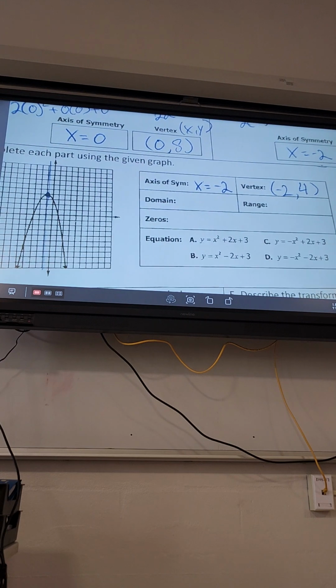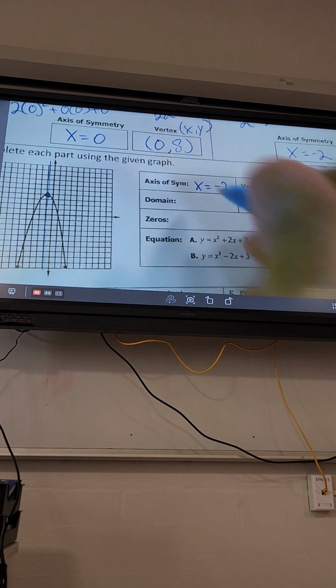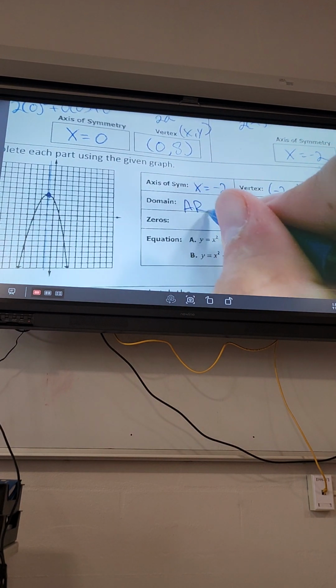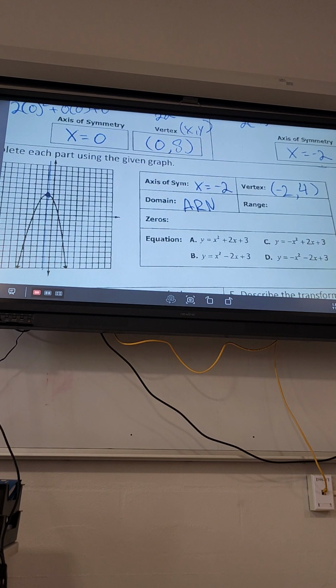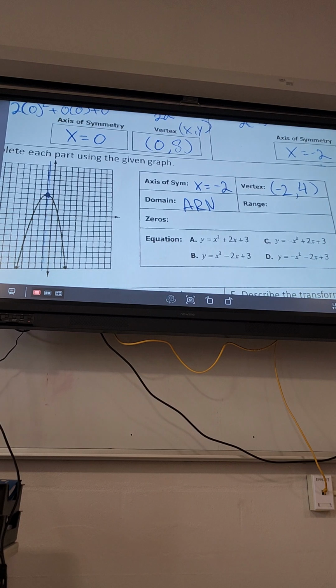Domain. What is the domain of parabolas? Always all real numbers. That one was a very easy one. It will always be that way because parabolas are always going outwards forever and upwards forever.